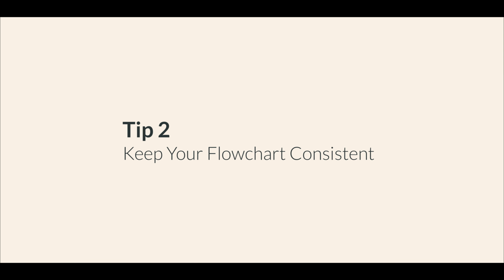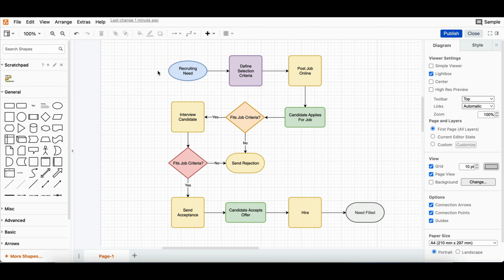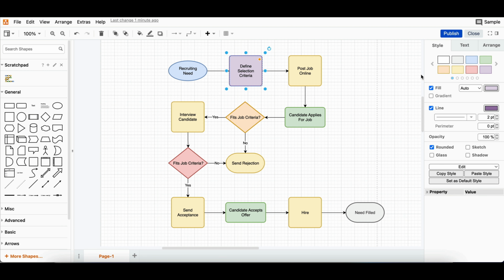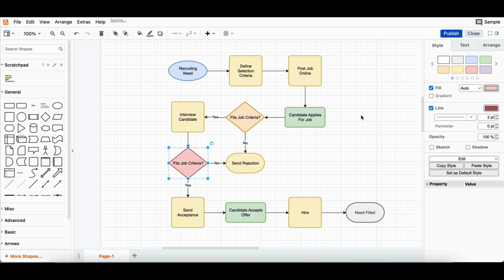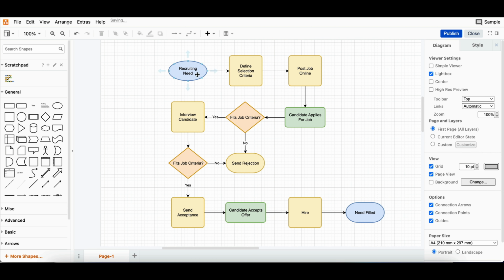The second tip is to keep things consistent with the help of colors, shapes, connector lines, and spacing. This helps everyone understand your flowchart better and makes it look cohesive. In this flowchart, you can see that the colors are random and will only confuse you and your team. By clicking on a shape, you can use the menu on the right-hand side to easily change the color. Now the colors make sense.